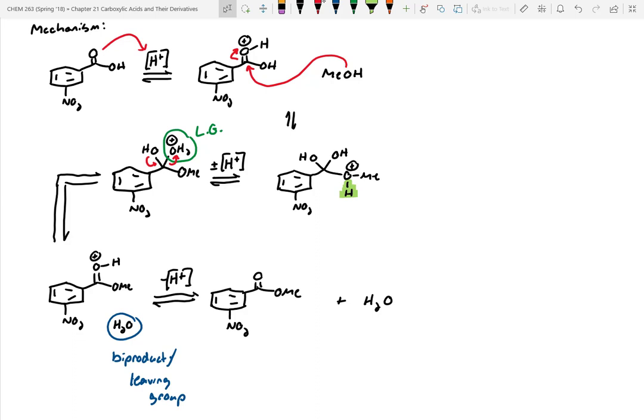In the middle step, we just did a proton shift, so no new acid, no new base. And then in the last step, we did a deprotonation. What does that tell you about the acid?